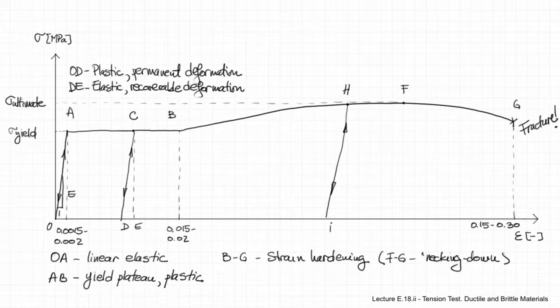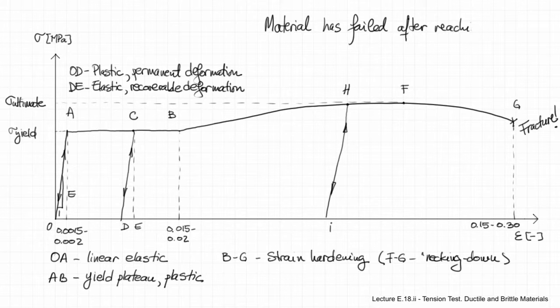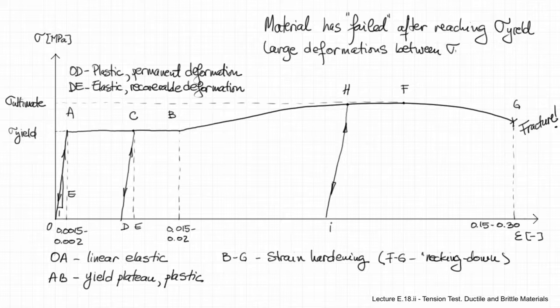Now, if we unload anywhere between B and G, say like from point H, we will get a similar type of unloading as in the plastic area or yield area between A and B. So the material will have a small elastic component, but it will deform predominantly plastically. What is important to note is that from a structural perspective, we consider the material has failed at or after it reaches sigma yield.